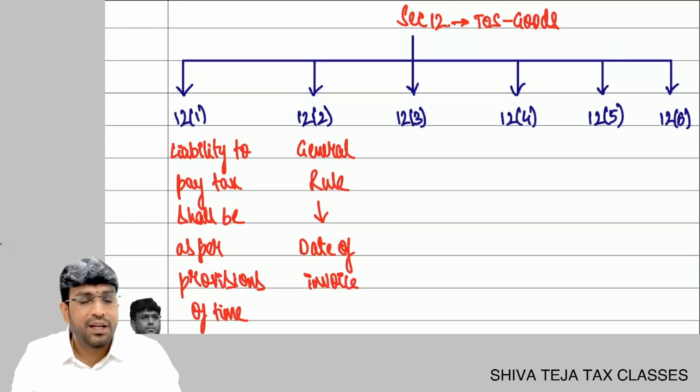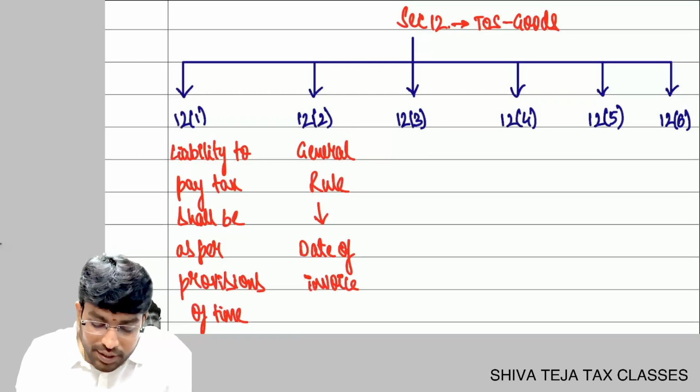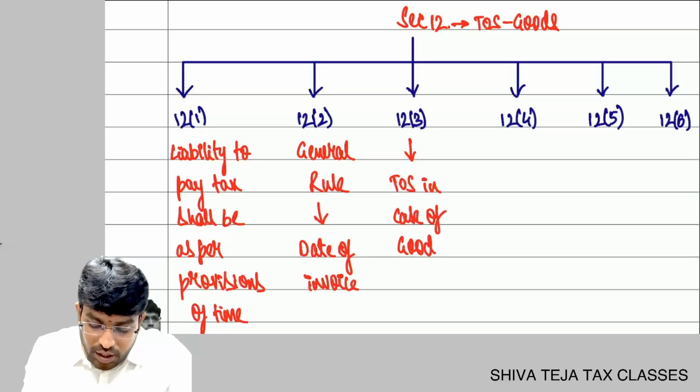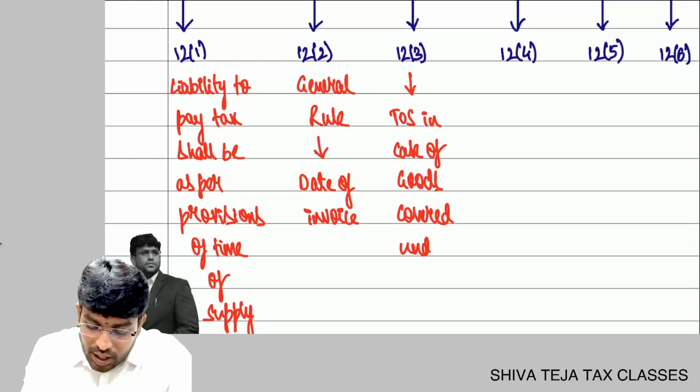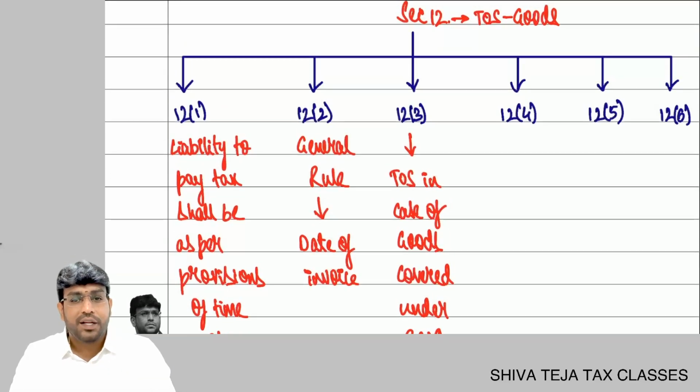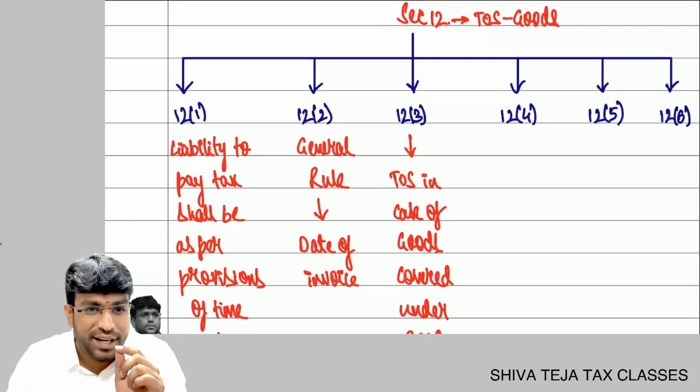So please reply. 12.1 says what, my dear friends? Liability to pay tax shall be as per provisions of time of supply. 12.2 is what? General rule. General rule says what? Date of invoice. What is date of invoice? We'll talk in detail. Don't worry. Next, 12.3. 12.3 talks about time of supply in case of goods covered under RCM.